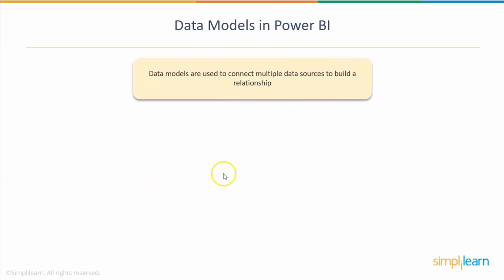So when you talk about data models, it is basically used to connect multiple data sources to build a relationship. Now, we might have different data sets, or we might have data coming in from different tables, where we may want to basically get insights or get data from multiple data sources for our purpose. Now, in that case, data models do help us.